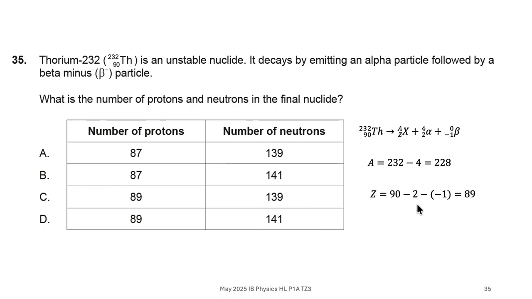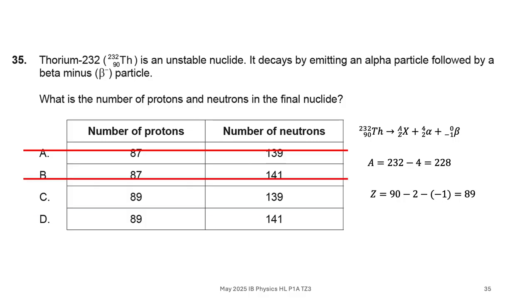Similarly, on the bottom, a bit more complicated. We've got 90 is going to be equal to Z plus 2 minus 1. In other words, our Z is going to be equal to 89. In other words, our alpha reduces it by 2, our beta increases it by 1, so we're going to get 89. That's going to allow us to get rid of two of the answers, A and B, because they say 87.